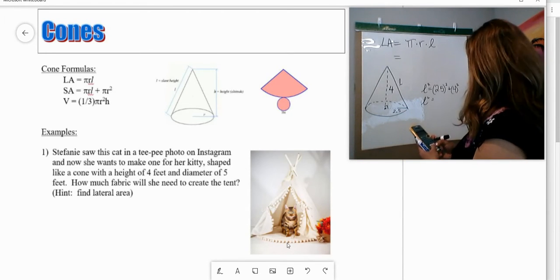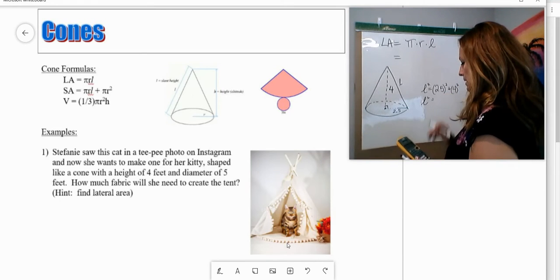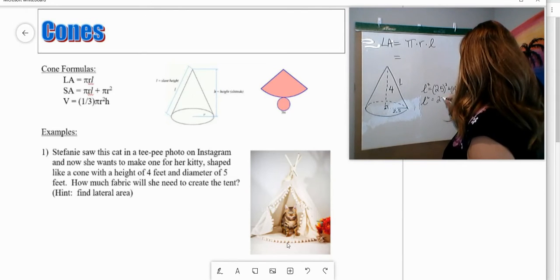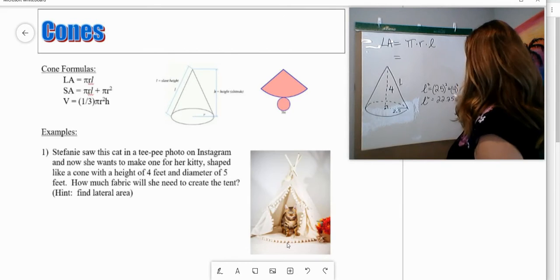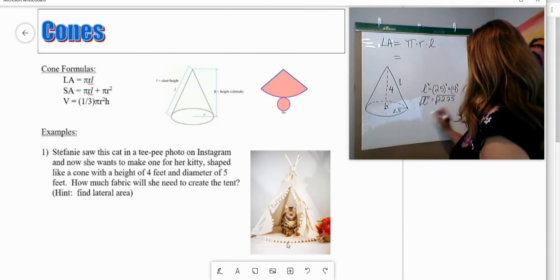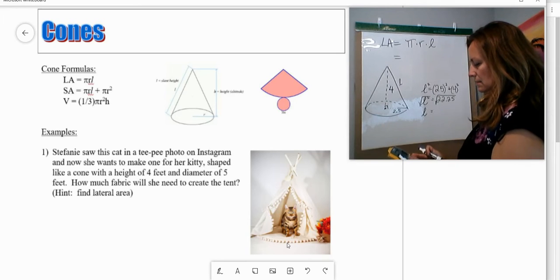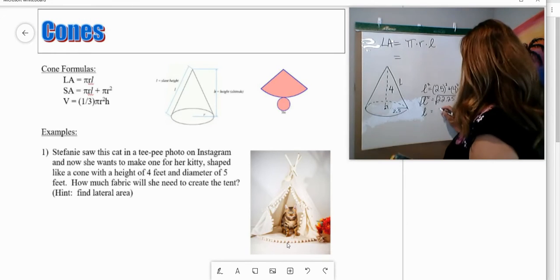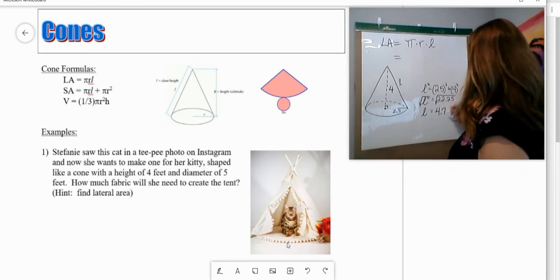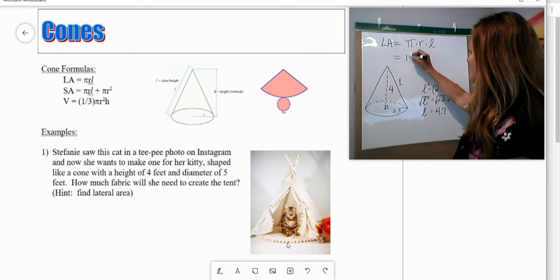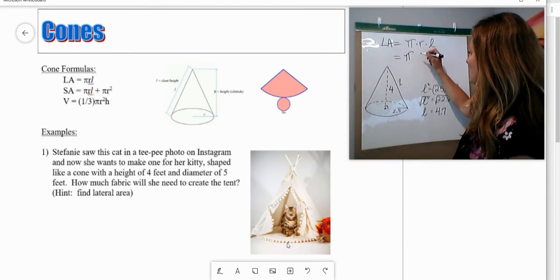All right, so L squared equals 6.25 plus 16, which is 22.25. Take the square root of both sides. You get L, slant height, is 4.7. Okay, so that's what's going in for the slant height, and the radius is 2.5.